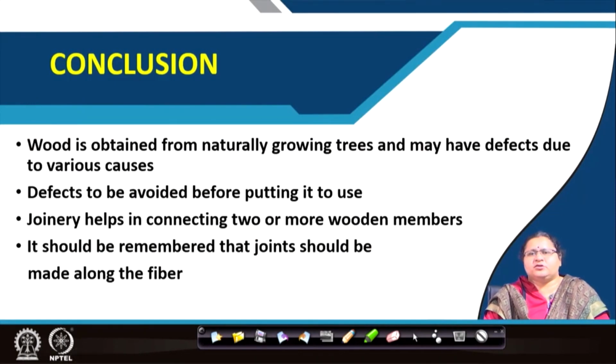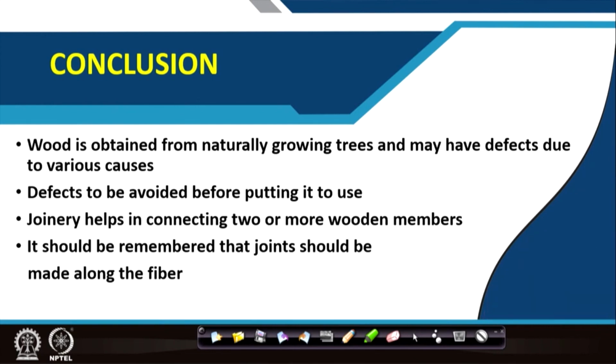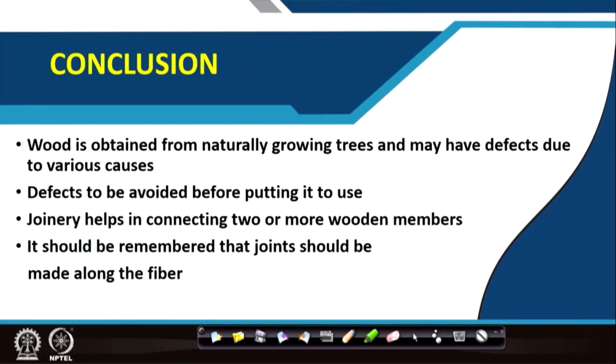So, how can we conclude the chapter of wood? Wood is obtained from naturally growing trees and may have defects due to various causes. Defects are to be avoided before putting it to use. Joinery helps in connecting two or more members and creating a usable item. It should be remembered that joints should be made along the fiber and not across the fiber. Before moving to the next lecture, I would like to summarize that wood is a naturally occurring material.